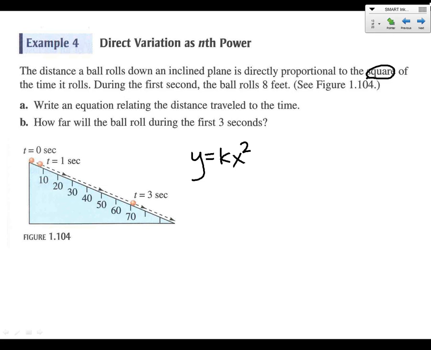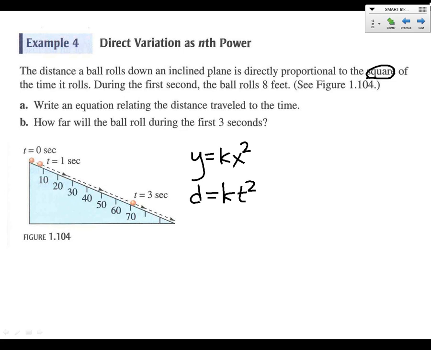Now let's take a look at what variable matches with what. The distance is directly proportional, so y is d. The first thing you see is the isolated variable, to the square of the time it rolls. Square of time, time squared. So there we go. We've got our equation. Now we just need to find out what k equals.